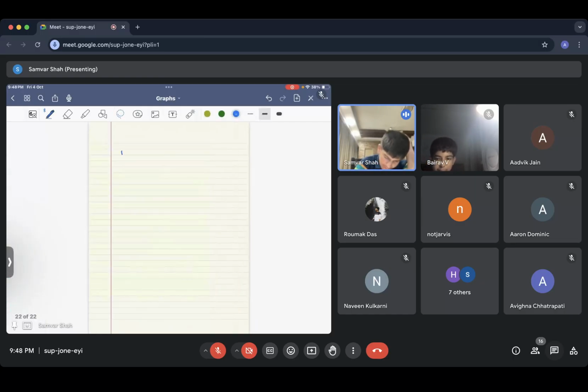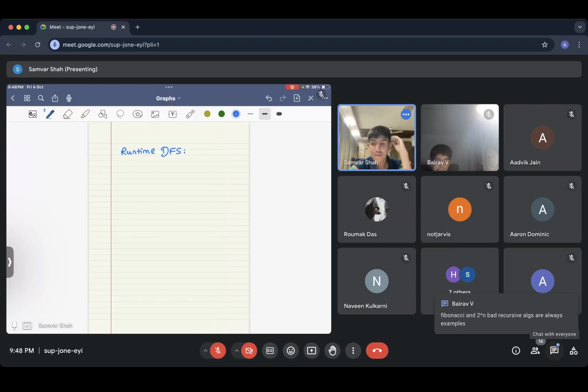So runtime of BFS now. Runtime of DFS might be simpler. Yeah, Fibonacci and 2 to the n bad recursive algorithms are standard examples. Yes. So runtime of DFS. How do I explain this?